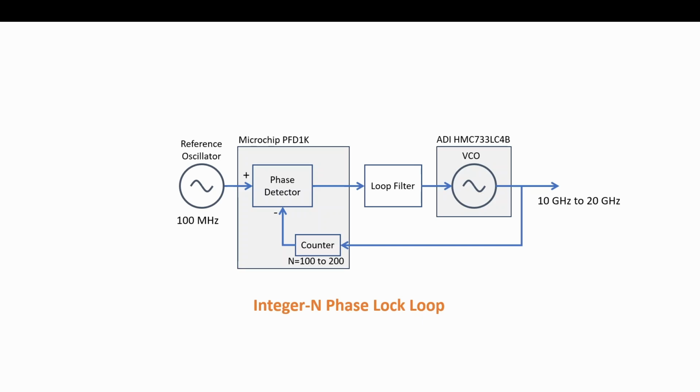So an HMC Hittite part, VCO, very nice VCO that can go anywhere from 10 gigahertz to 20 gigahertz. And we're going to use it to create an integer N phase lock loop. So we can produce any output frequency from 10 gigahertz to 20 gigahertz in 100 megahertz steps. Make sense?